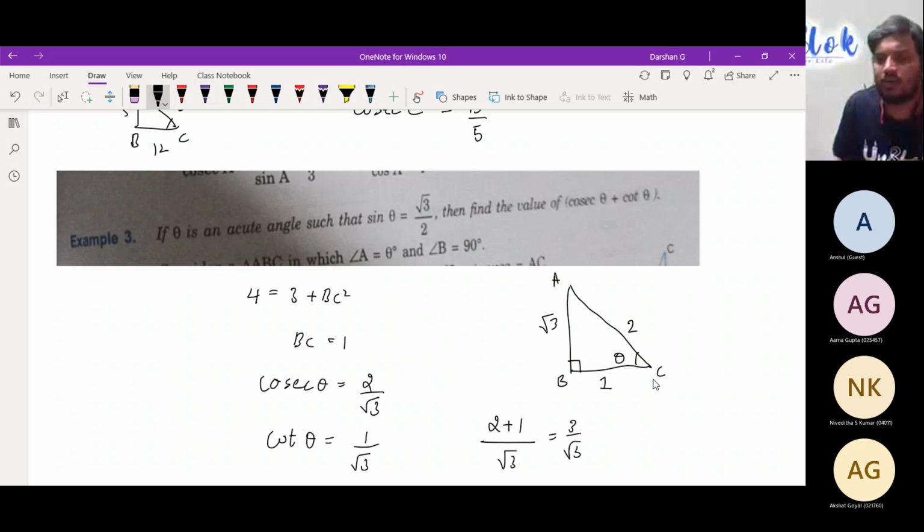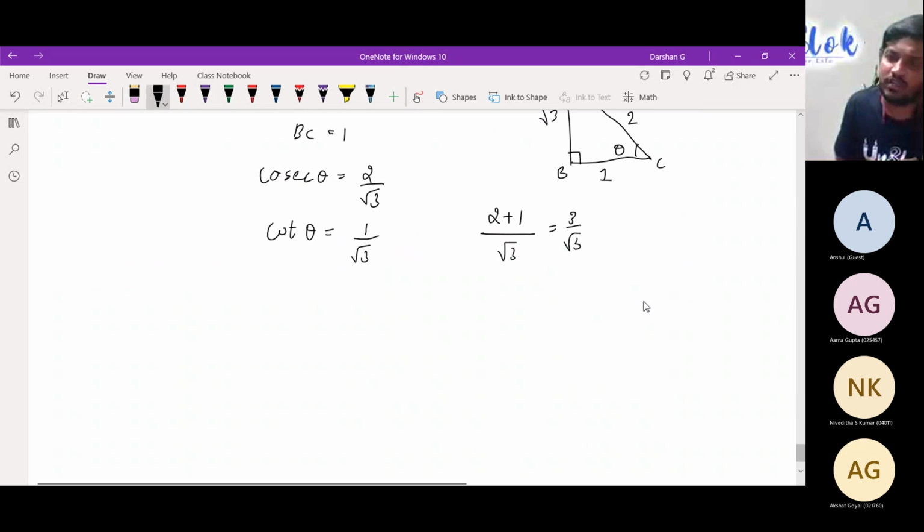I can stop here as well, or I can expand 3 as √3 times √3. So my answer would be √3 times √3 divided by √3. Answer would be √3. Next question.